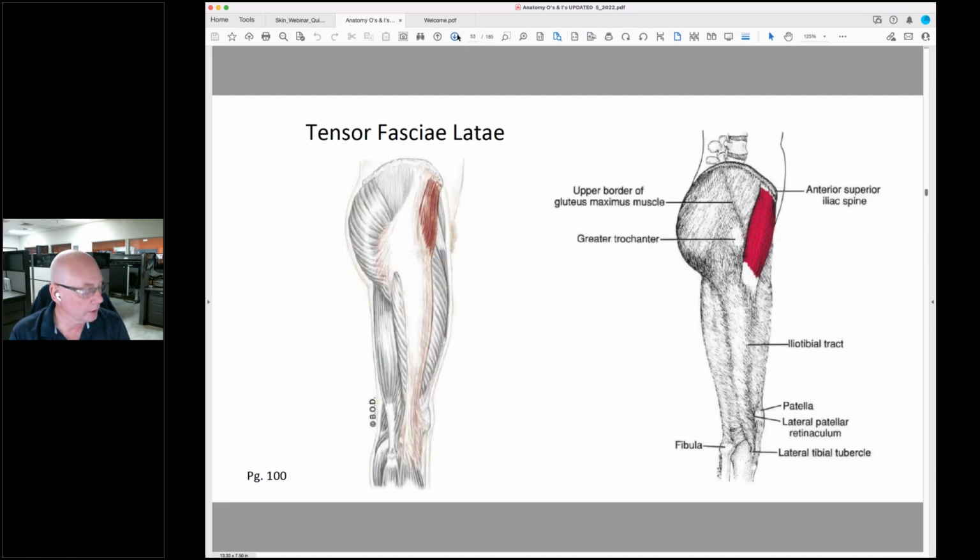All right, tensor fascia latae, the next muscle on our list. One second. I just want to make sure I'm getting all of the, I was just looking at the syllabus, make sure I'm going in order. All right, so we're at tensor fascia latae.